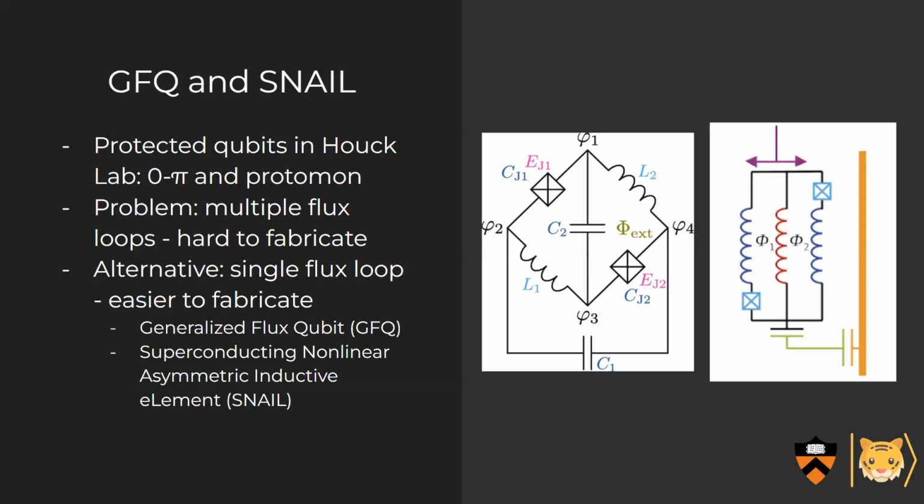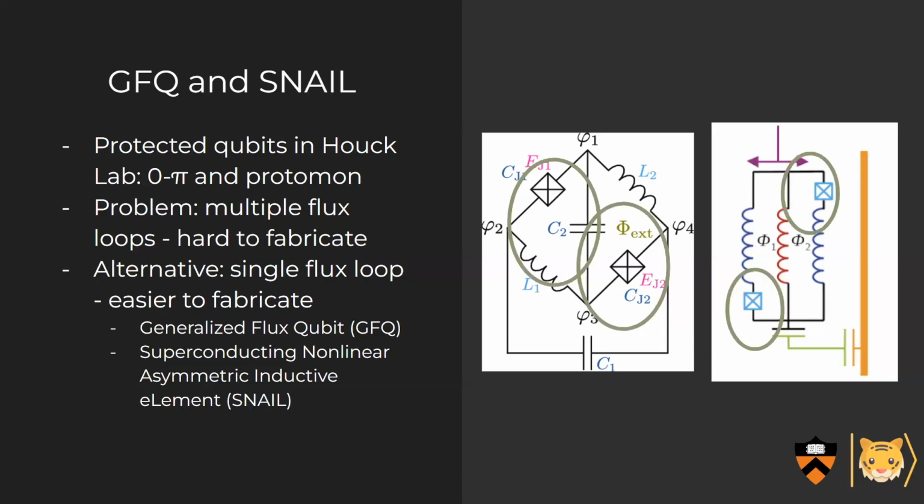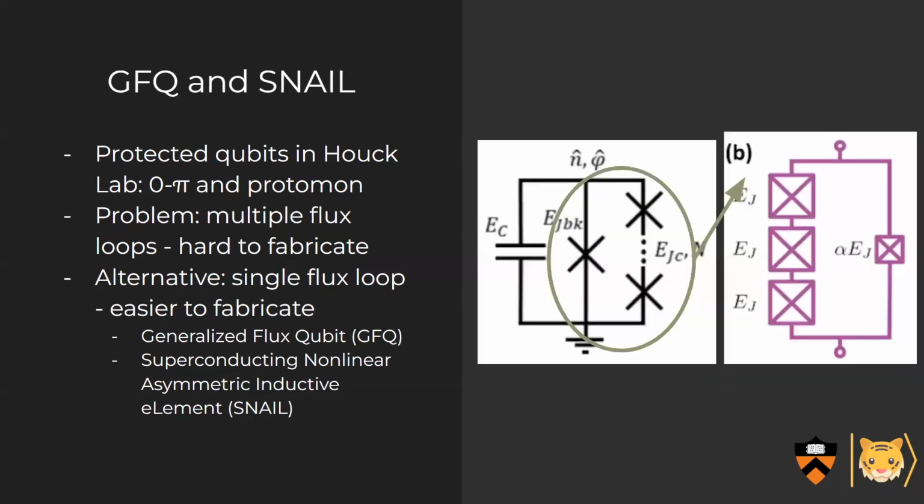As you can see, there are multiple loops here for both of them, involving Josephson junctions, additional inductors and capacitors. Of course, that makes it not only hard to fabricate identically, but the electromagnetic field, especially the magnetic field going through each loop, can affect the other one. That means it's going to be really hard to control these anyway. So the alternative is to use a single flux loop. It's not only easier to fabricate, but also easier to control. We call this the generalized flux qubit.